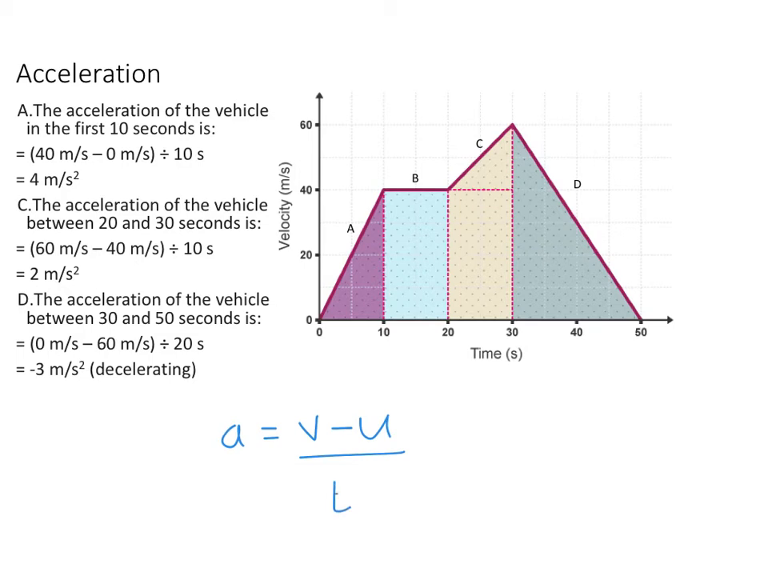But remember, use the times for each side of the block. So this is 20 take away 10, this is 30 take away 20, and this is 50 take away 30. So that's 10 seconds for this part, 10 seconds for this part, 20 seconds for this part, and then obviously 10 seconds for this part. Pause the video if you need to write anything down.